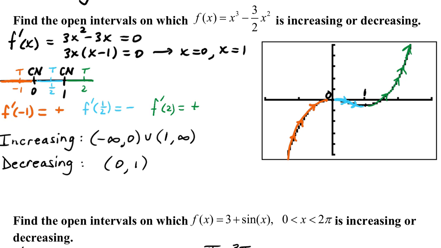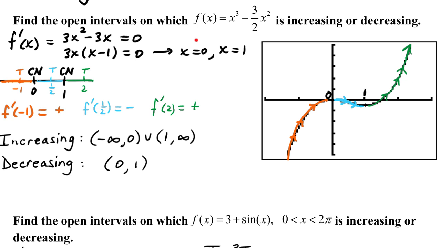Find the open intervals on which the function f of x equals x cubed minus 3/2 x squared is increasing or decreasing. First thing we do, find your first derivative. Our first derivative for this function will be 3x squared minus 3x. If you factor out a 3x, you get 3x times x minus 1 equals 0. We have two critical numbers.